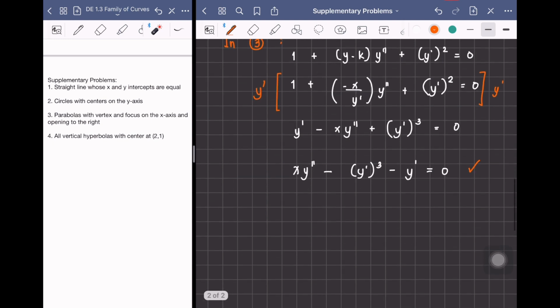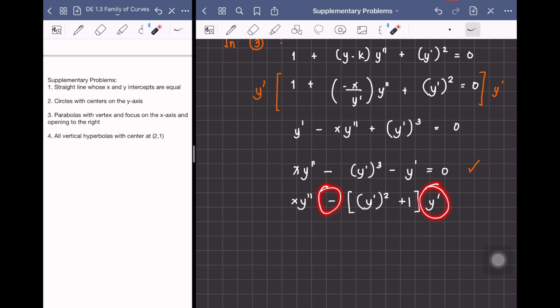But if you want, since parehas naman itong first derivative terms, we can factor out common terms from these two. Pwede natin tong gawing xy double prime. And then we can factor out negative y prime. We will have y prime squared plus 1. So, from here, finactor out natin si negative y prime. And then, this will be equivalent to 0.